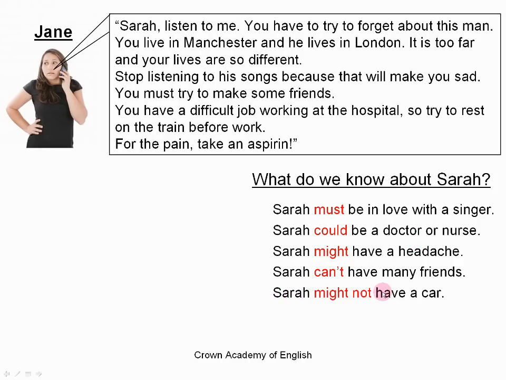Sarah might not have a car. All right? It is possible she has a car. It is possible she does not have a car. Because we know that Sarah takes the train to go to work. But we cannot be sure Sarah does not have a car. So, because we are not sure, and because this is the negative, we say Sarah might not have a car. Okay?